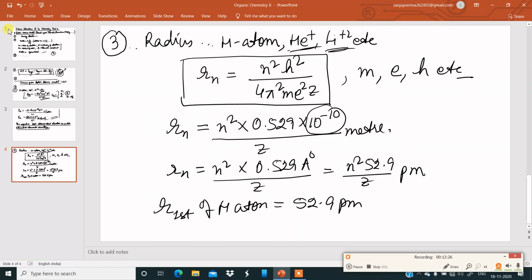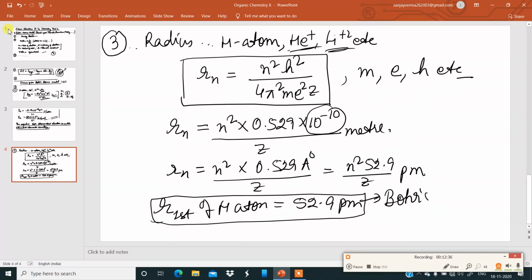This you remember. Please try to remember this value. This value is called Bohr's radius. It is called what? Bohr's radius. So this was discussion number 3. Then let us go to the next slide.